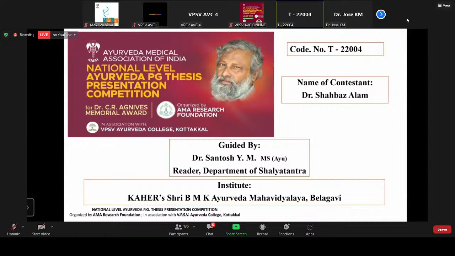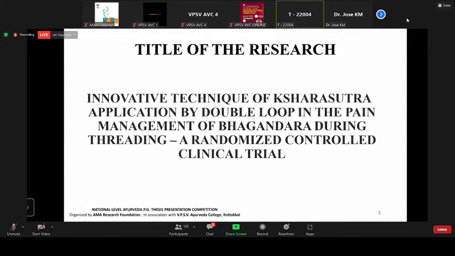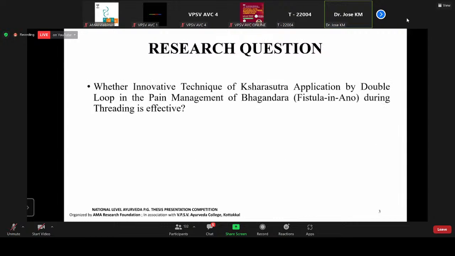Good morning, everyone. Myself, Dr. Shahbaz Alam. I did my PG from KAHER's BMK Ayurveda Mahavidyalaya, Belagavi, under the guidance of Dr. Santosh YM, sir. The title of my research is Innovative Technique of Sharsutra Application by Double Loop in the Pain Management of Bhagandar during threading, a randomized controlled clinical trial. The research question is whether the innovative technique of Sharsutra application by double loop in the pain management of Bhagandar fistula-in-ano during threading is effective.